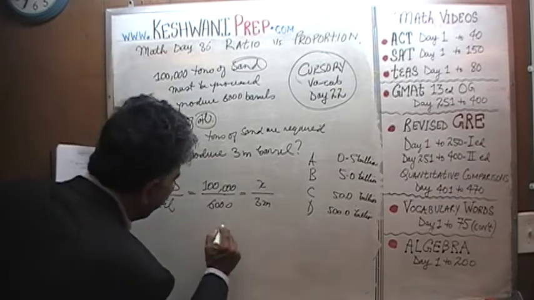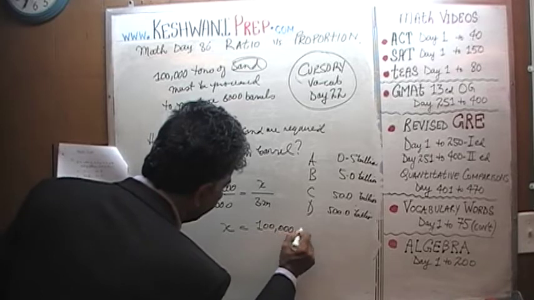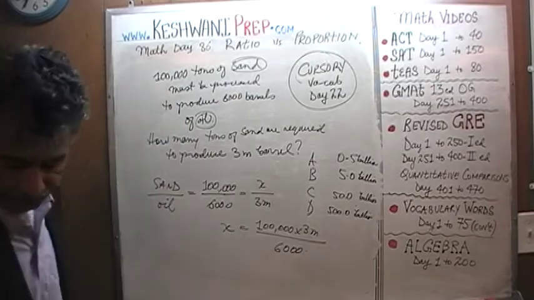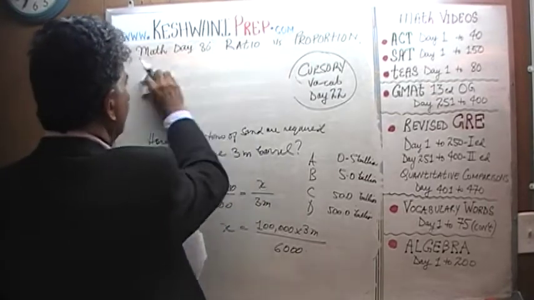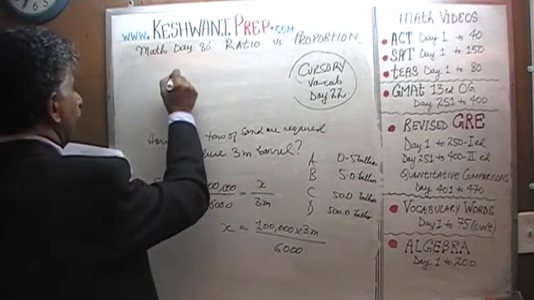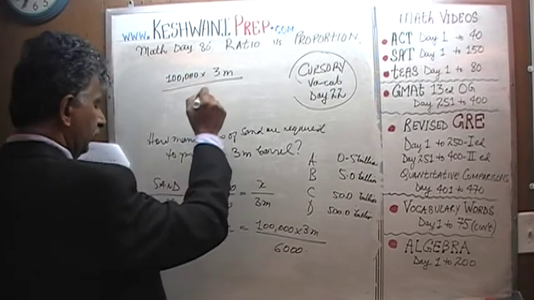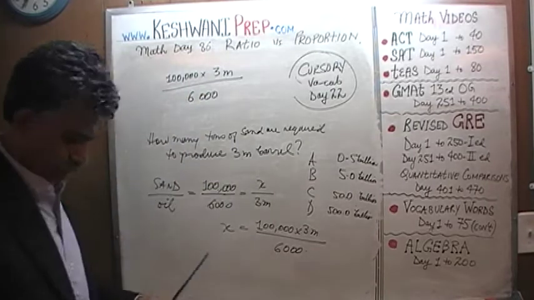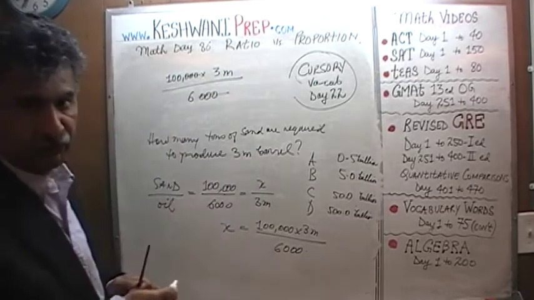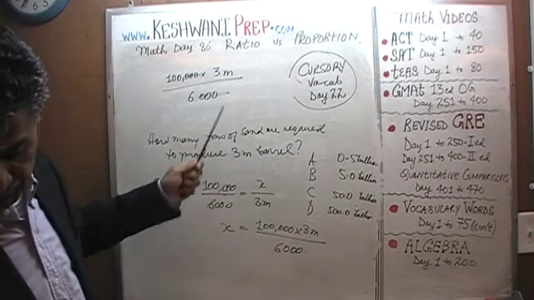So x equals, if we cross multiply here, x will equal 100,000 times 3 million over 6,000. Let's do it from the top. But the thousand part is very annoying. We can get rid of it right away. Divide top and bottom by 1,000, and that takes care of this zero. We have to divide this 6, and that 6 is going to go with this part here, which means we have to write this thing in a different way.